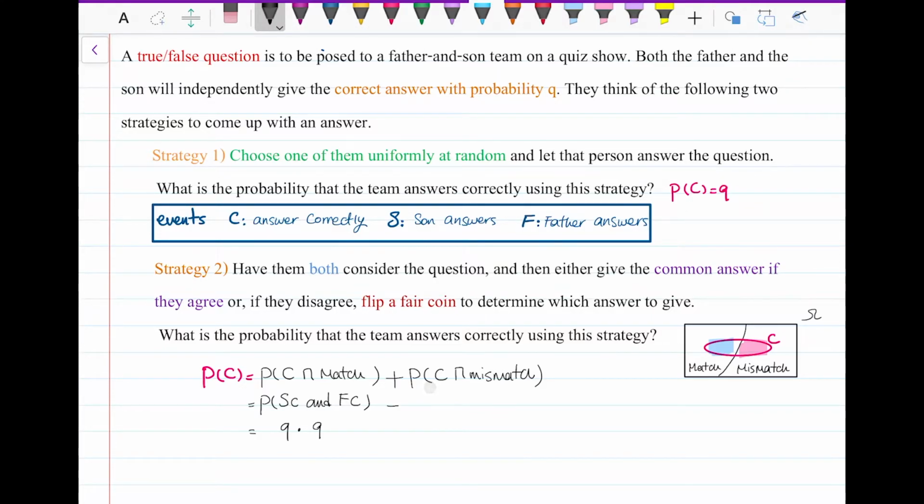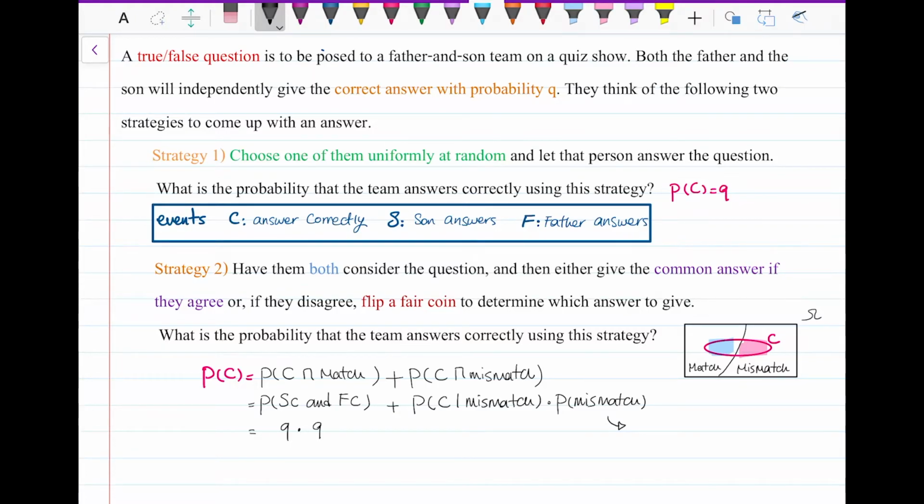Okay, so for this one, I'm gonna use the conditional probability. I'm gonna say that it's the probability of being correct given that it's a mismatch, times the probability that their answers mismatch. Okay, let's try to find this one first. How can I find the probability that their answers mismatch?